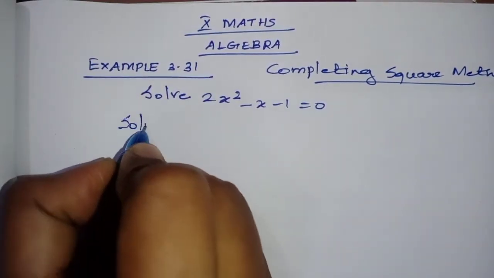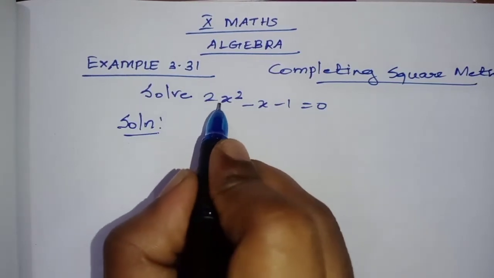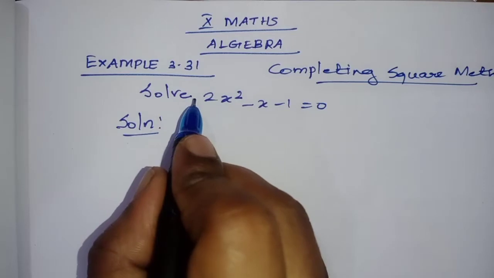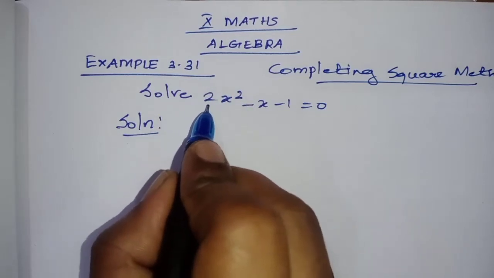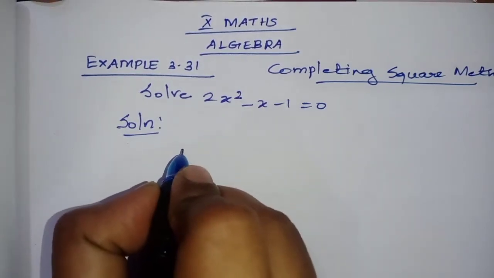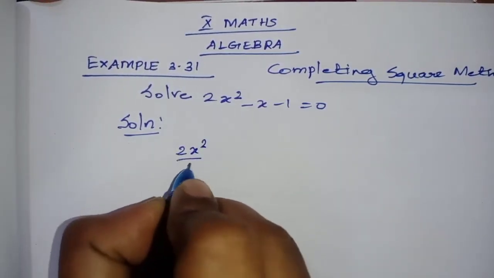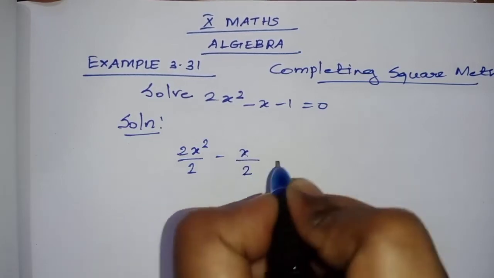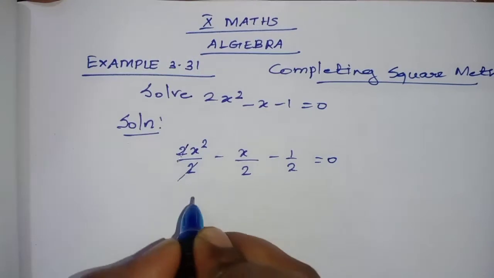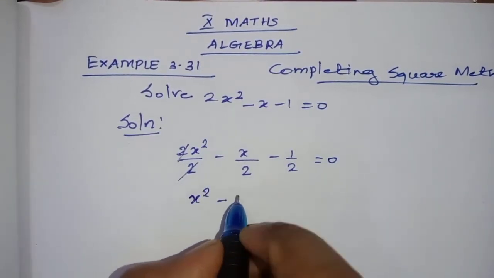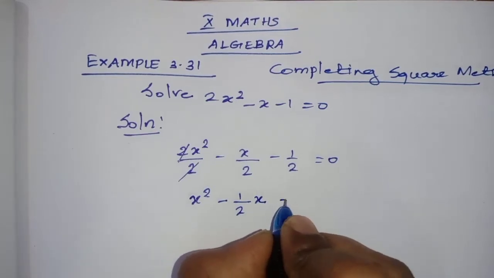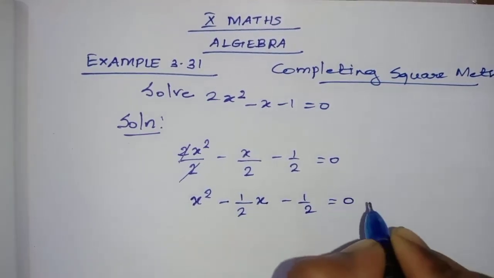Okay, solution. First step, enna pannanum? Divide the equation by the coefficient of x square. So here we have coefficient of x square as 2, right? So 2 all a whole equation divide pandrom. Appa 2x square divided by 2 minus x divided by 2 minus 1 divided by 2 equal to 0. So 2 cancel aayirum. So x square minus enna irukku 1 by 2x minus 1 by 2 equal to 0.